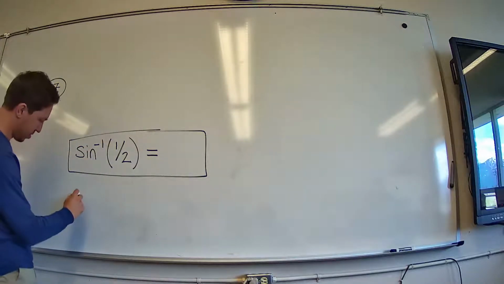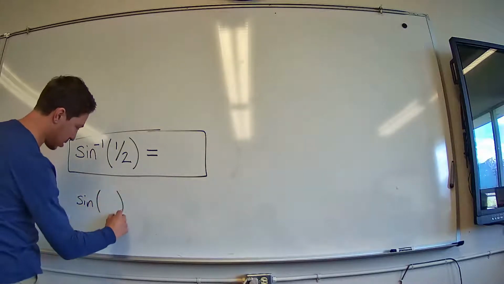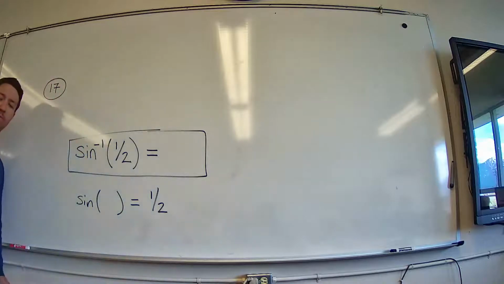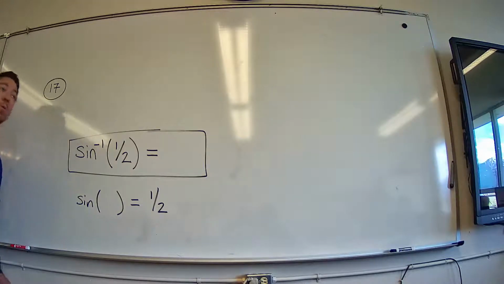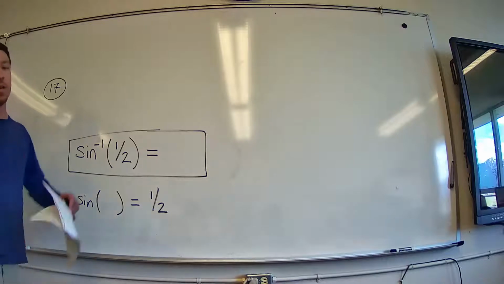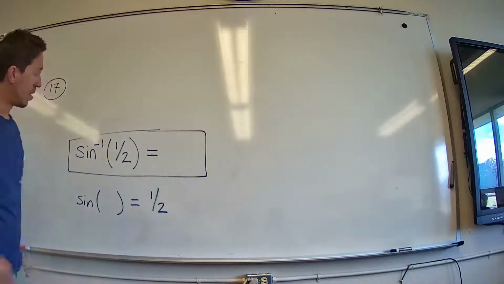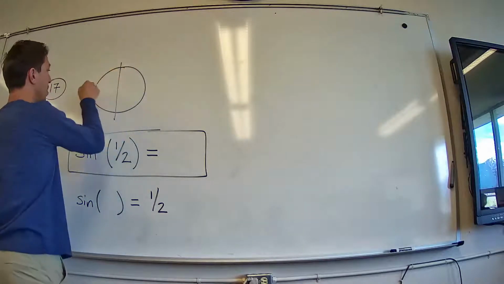It's asking the sine of what would equal 1/2. What angle out there has a sine value of 1/2? 30. Yeah, if you're working in degrees, the answer is 30. Okay. If you're working in radians, what's 30 degrees in radians?